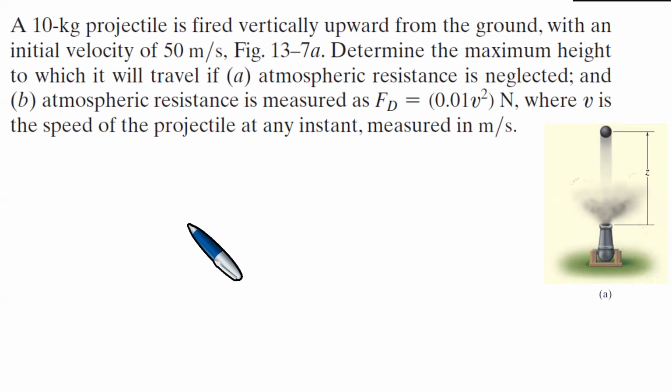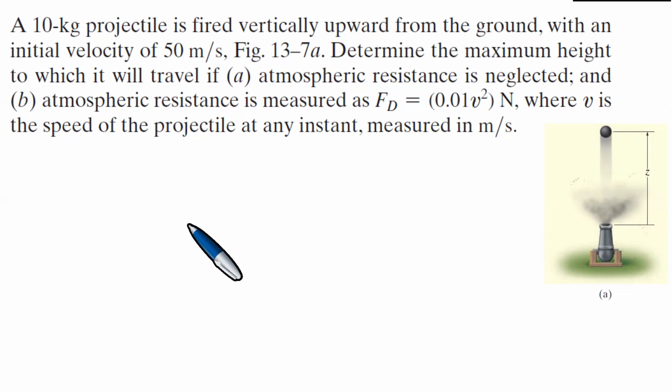A 10 kilogram projectile is fired vertically upward from the ground with an initial velocity of 50 meters per second. Figure 13.7a, determine the maximum height to which it will travel if A, atmospheric resistance is neglected, and B, atmospheric resistance is measured as FD equals 0.01 V squared newtons, where V is the speed of the projectile at any instant measured in meters per second.